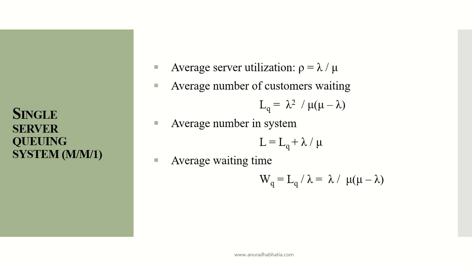Now these are a few formulas which are used for calculating the values for the single server queuing system. The average server utilization is given by lambda upon mu. The average number of customers waiting in the queue is given by L of Q is equal to lambda squared divided by mu into mu minus lambda. The average number in the system is L is equal to the customers waiting in the queue, that is L of Q, plus lambda upon mu. The average waiting time in the queue is W of Q is equal to L of Q divided by lambda, which is equal to lambda divided by mu into mu minus lambda.